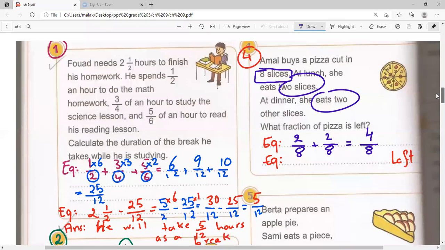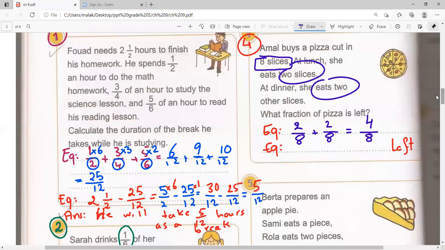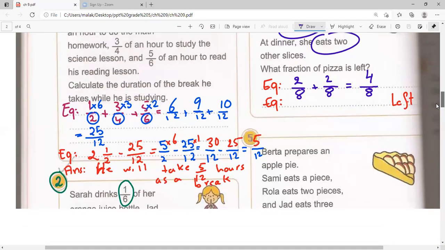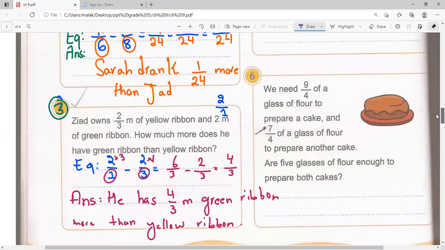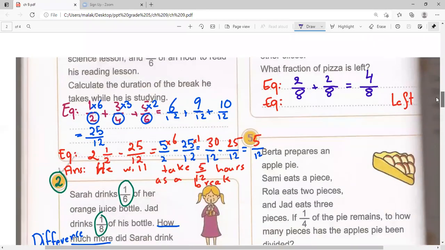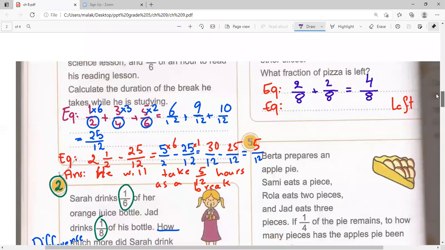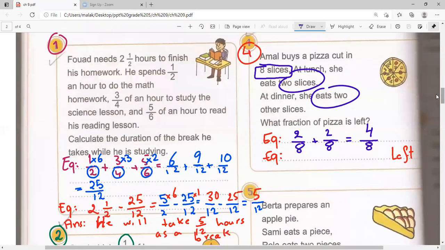We are ready. Yeah, we did at the first period problem 1 and problem 3. Now we'll do problem 4. Yeah, we did the first equation. Zahra did the first equation.